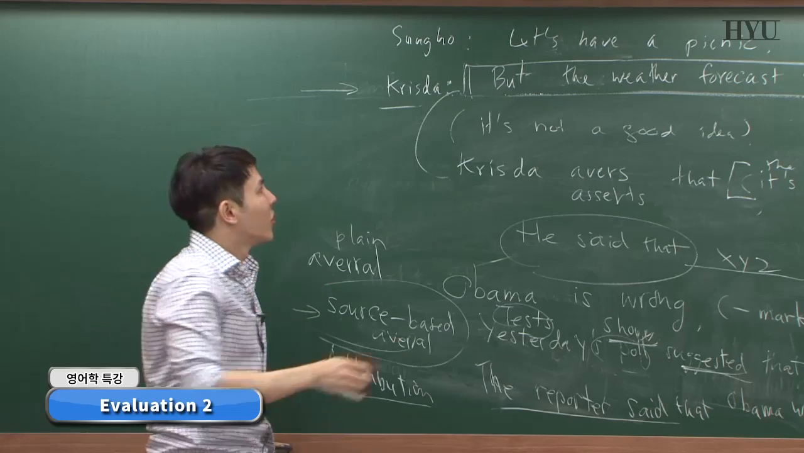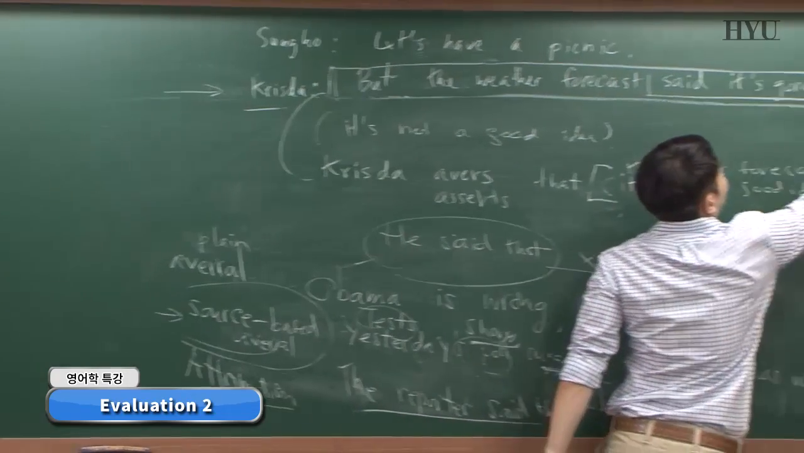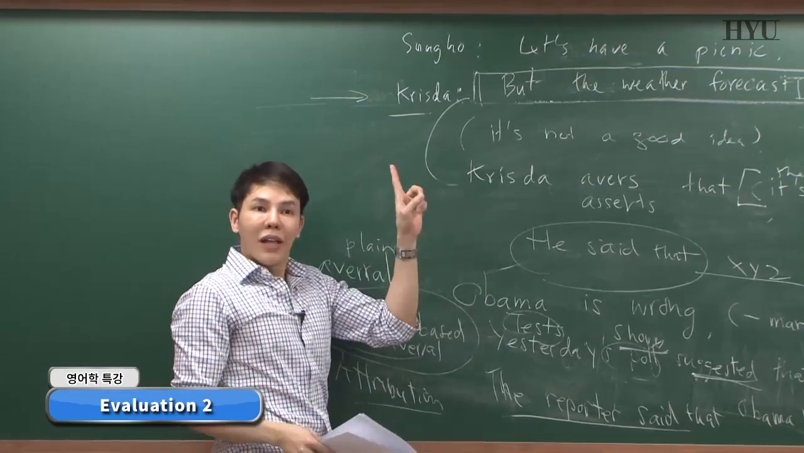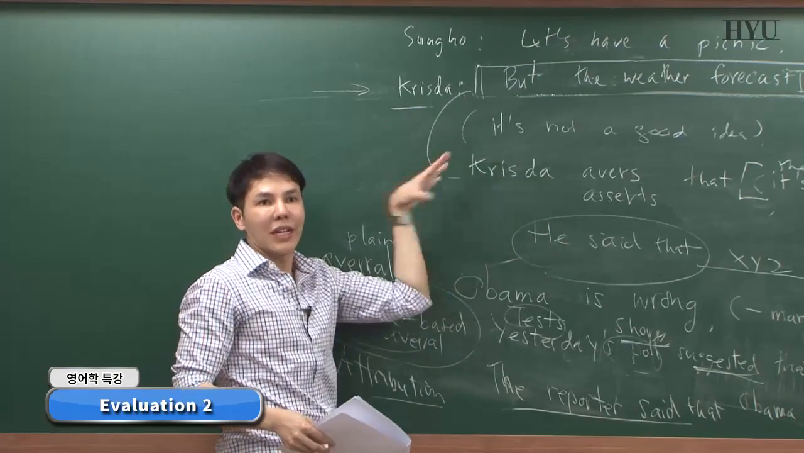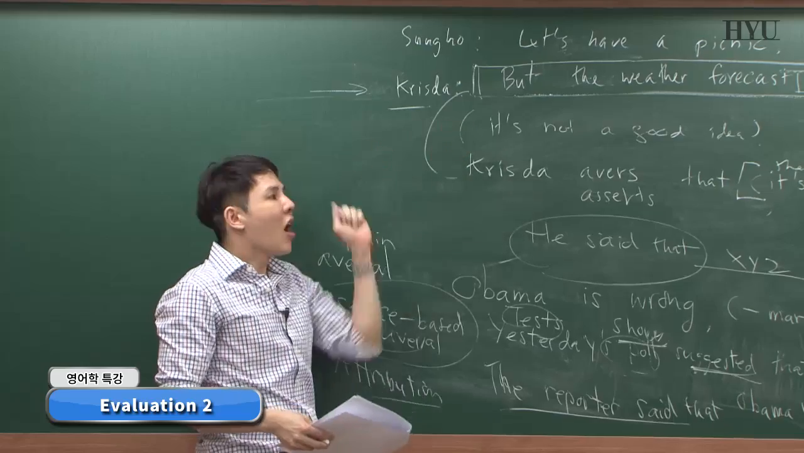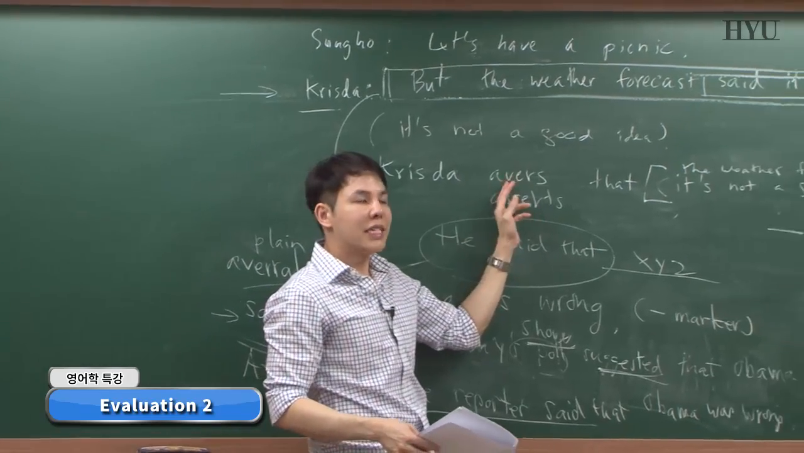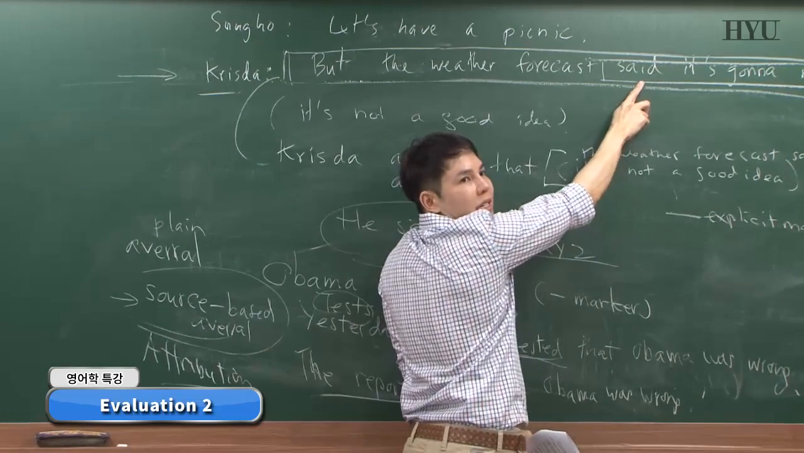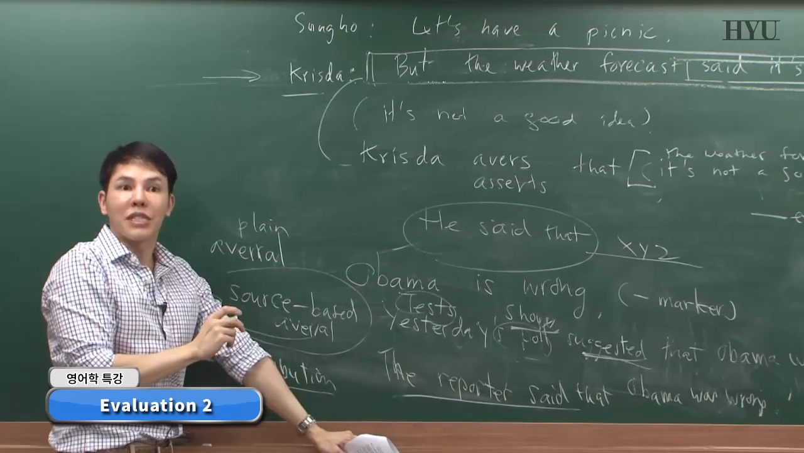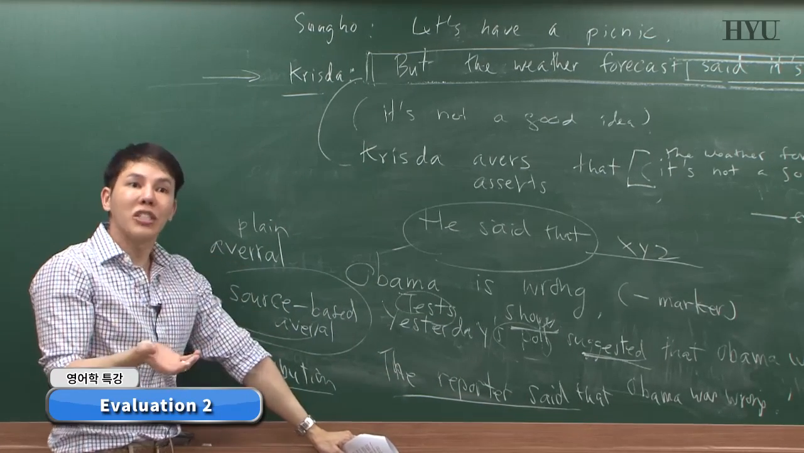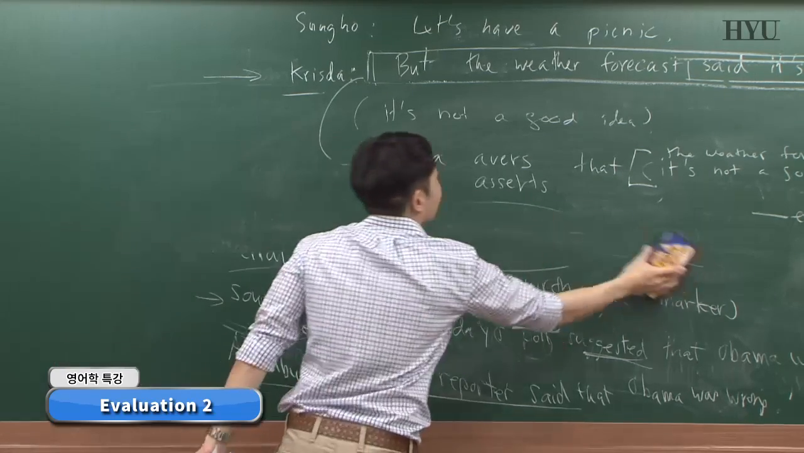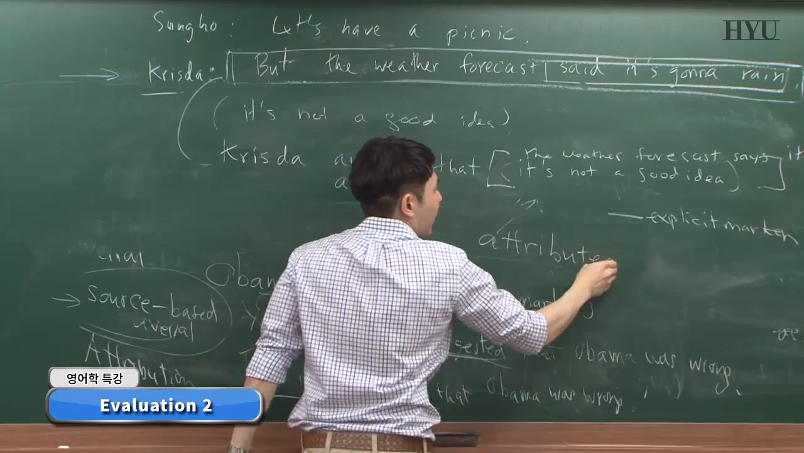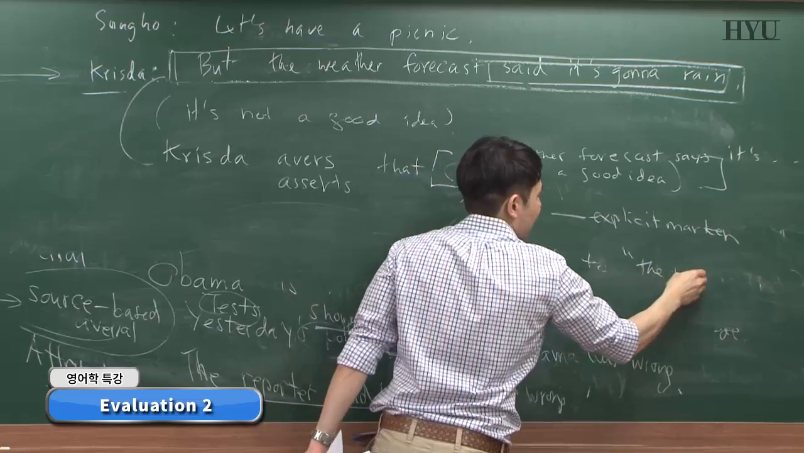So here comes another level. You see, there is this part. The weather forecast said it's gonna rain. Krista, on one level, avers the whole statement, right? It's Krista's own statement, the whole thing. But as he's averring or as he's asserting the sentence, he also quotes, he also cites from another source, which is the weather forecast, right? So he also attributes, in this case, he also attributes. So this statement is also attributed to the weatherman or the weather forecast.